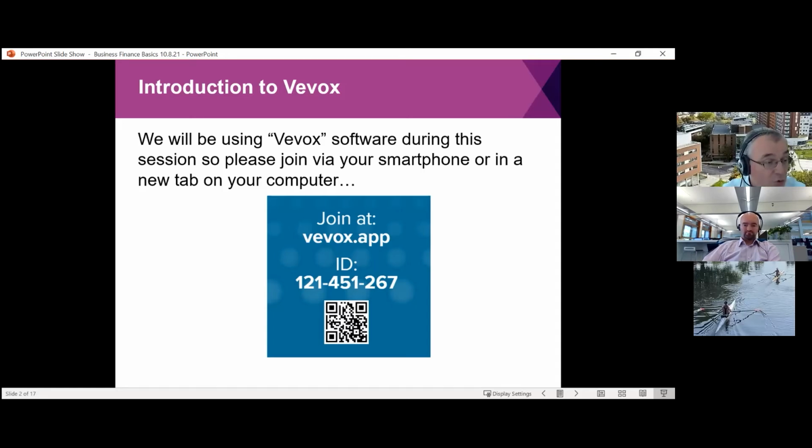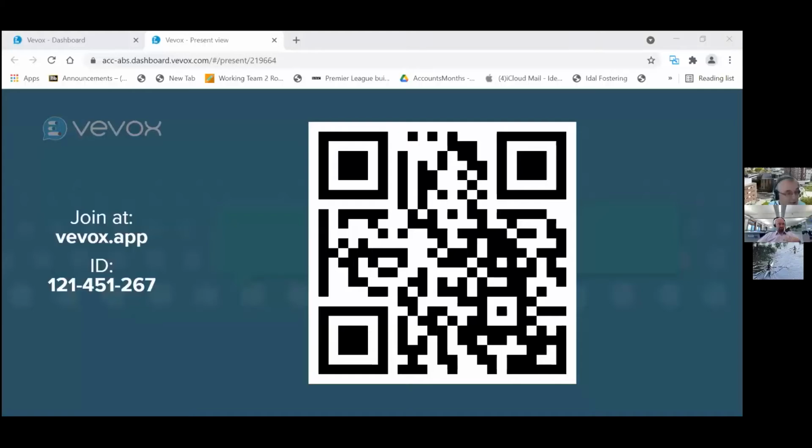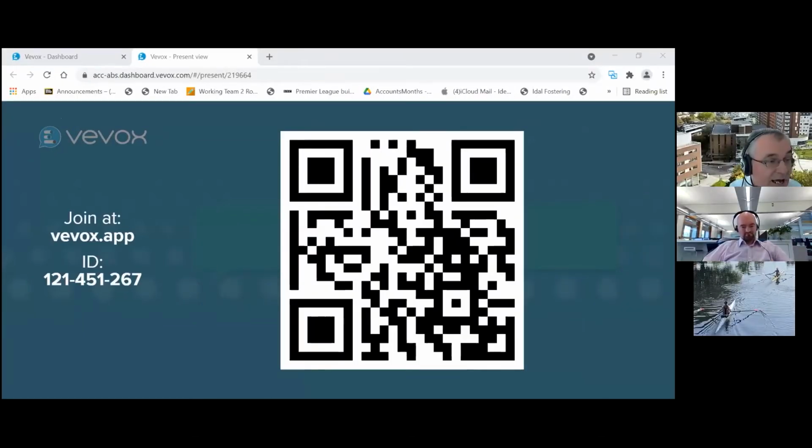If you hold your phones to the screen, let me do this in a way that makes that QR code a bit easier. So let me share my screen again. Please hold your smartphone cameras to the screen and activate that QR code. It should take you into a software tool called Vivox. We use Vivox to make these sessions as interactive as possible. I've got a series of activities, multiple choice questions and so on, which hopefully allow you to join in, share your understanding, and make it even more fun than it would be otherwise.